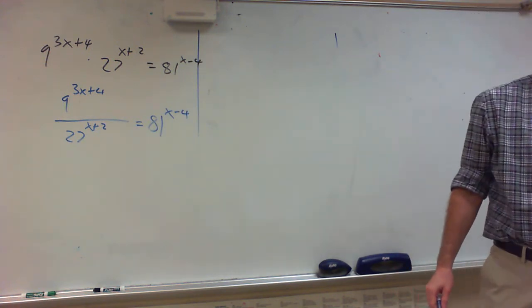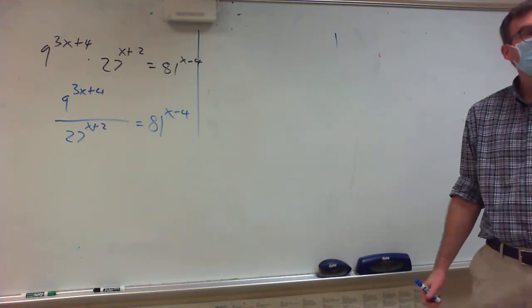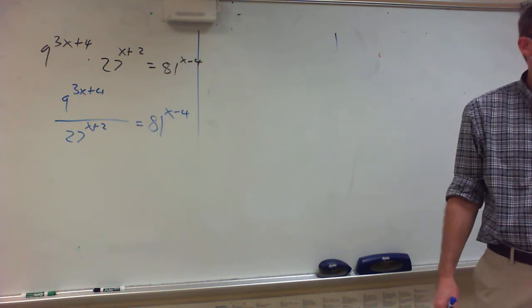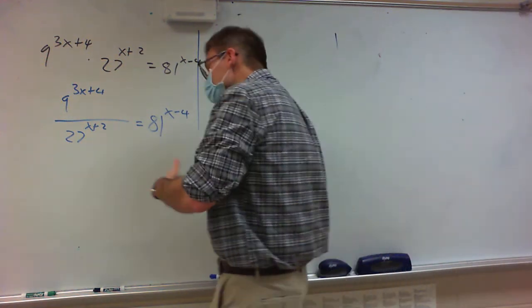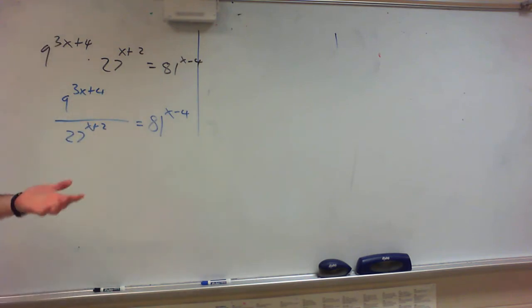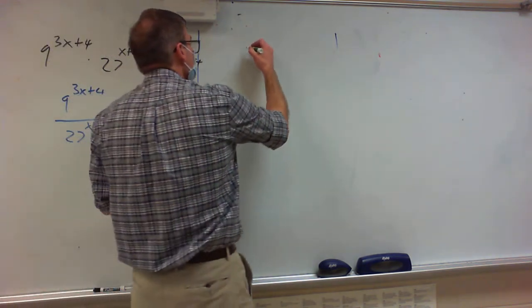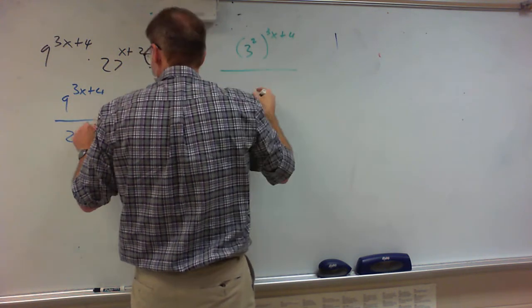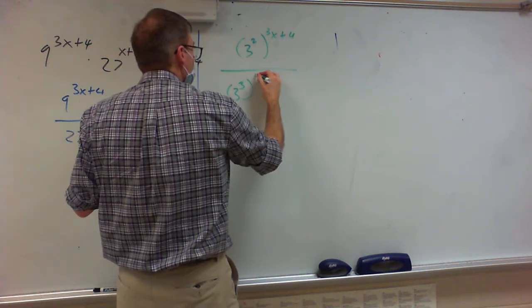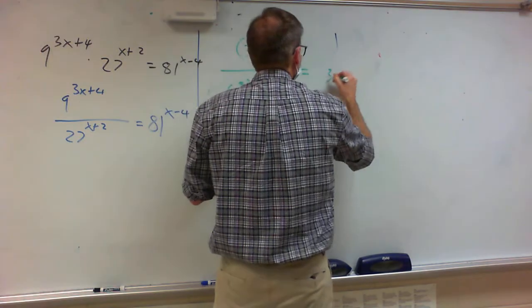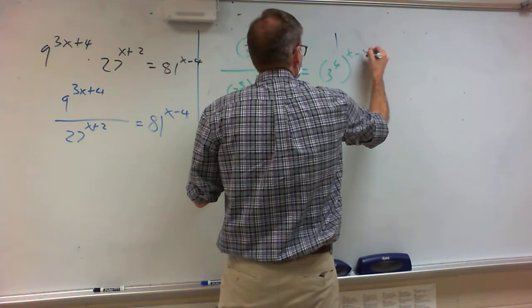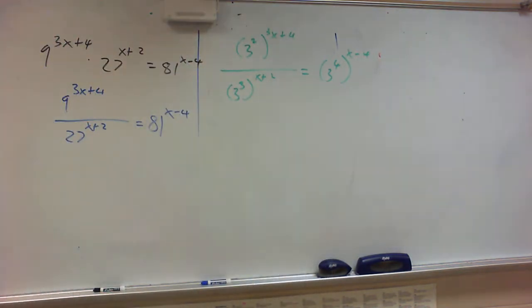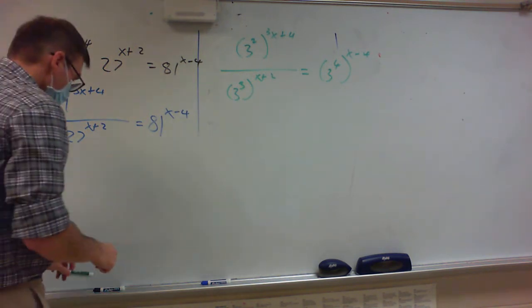Well, what's the first thing you're going to do? Get the same bases. Get all the same bases, right? That makes sense? So we already know what the bases are going to be. We know the bases are going to be 3, so this is going to be 3 squared to 3x plus 4, 3 cubed to the x plus 2 equals 3 to the 4th times x minus 4. Is everybody okay with that part? Not a whole lot's changed so far.